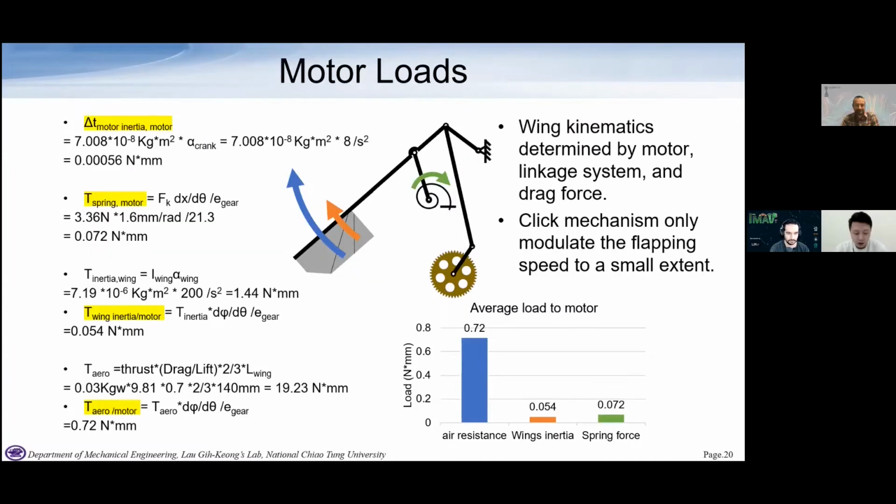We estimate the motor load from spring force, wing drag force, wing inertia, and motor inertia. We found that the load from air resistance of the wings is much higher than the others. It shows that the wing flapping motion is mainly determined by the motor, linkage systems, and wing drag force. The spring of the click mechanism only modulates the flapping speed curve to a small extent.